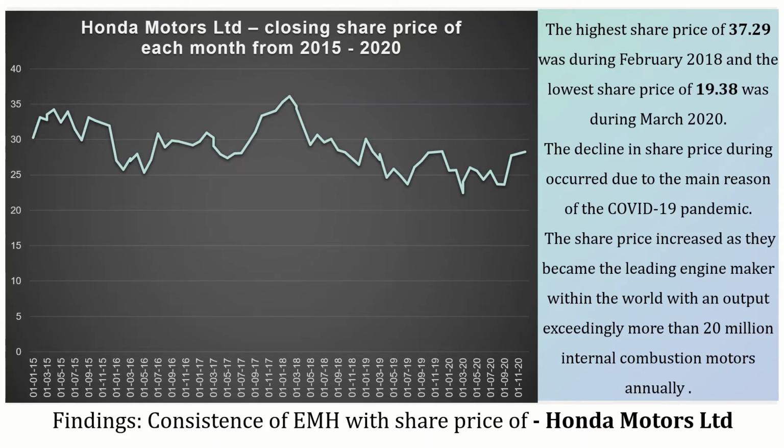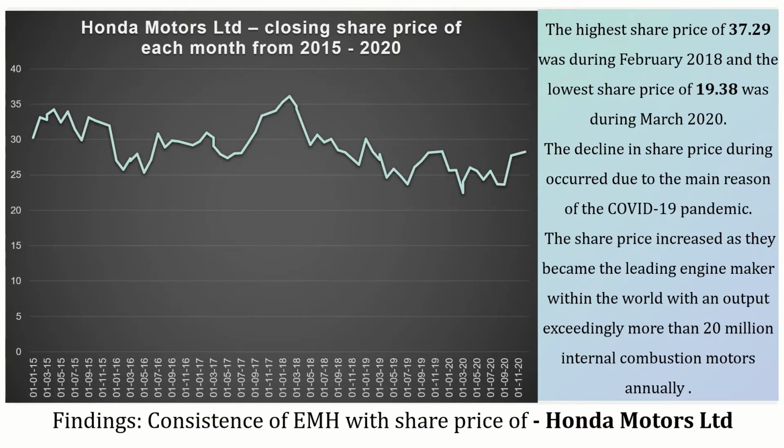The increase in the month of February 2018 was due to its global outlook. Honda has achieved a great deal during its quality and lifespan. Honda was the leading engine maker within the world with an output exceedingly more than 20 million internal combustion motors annually. It has never posted a loss in its history within 2019, and its automobile operating profit ratios of about 5% consistently topped the industry.